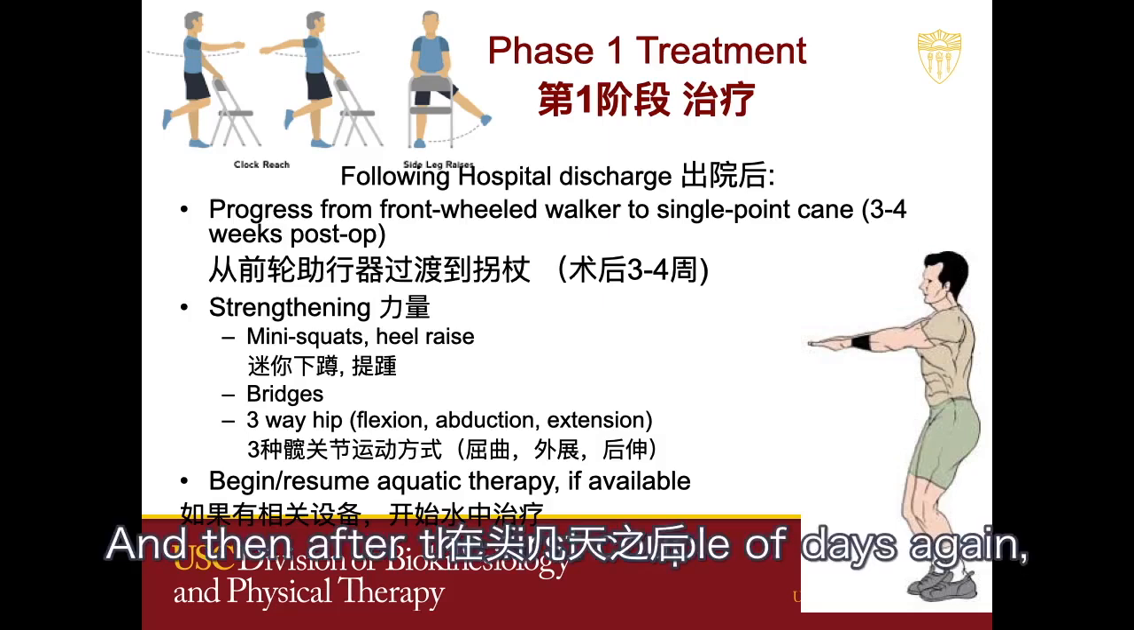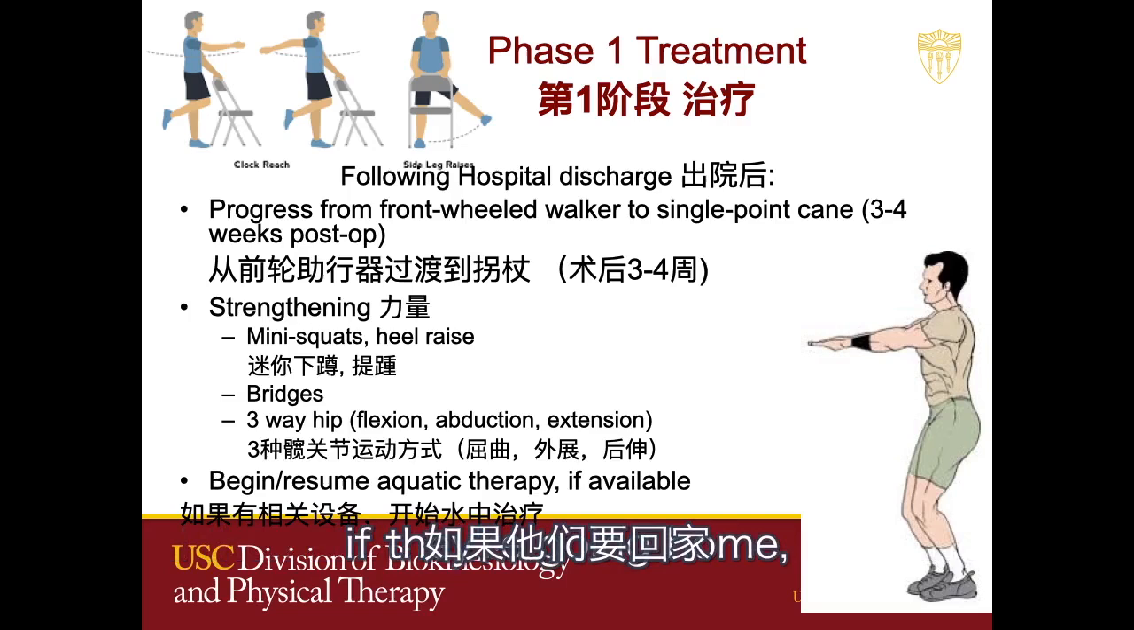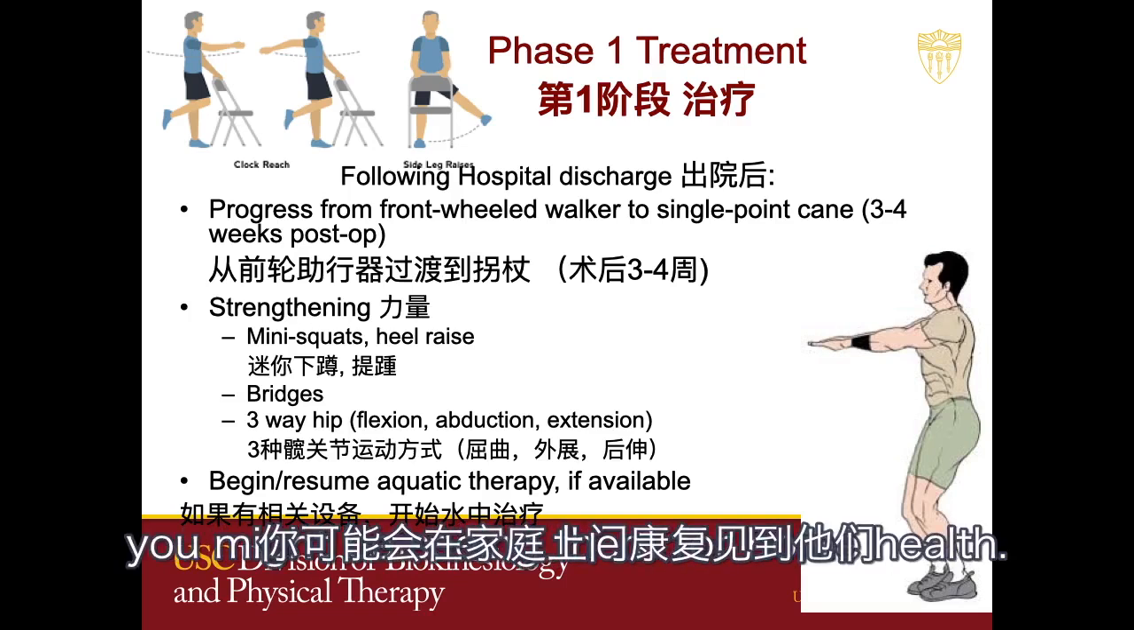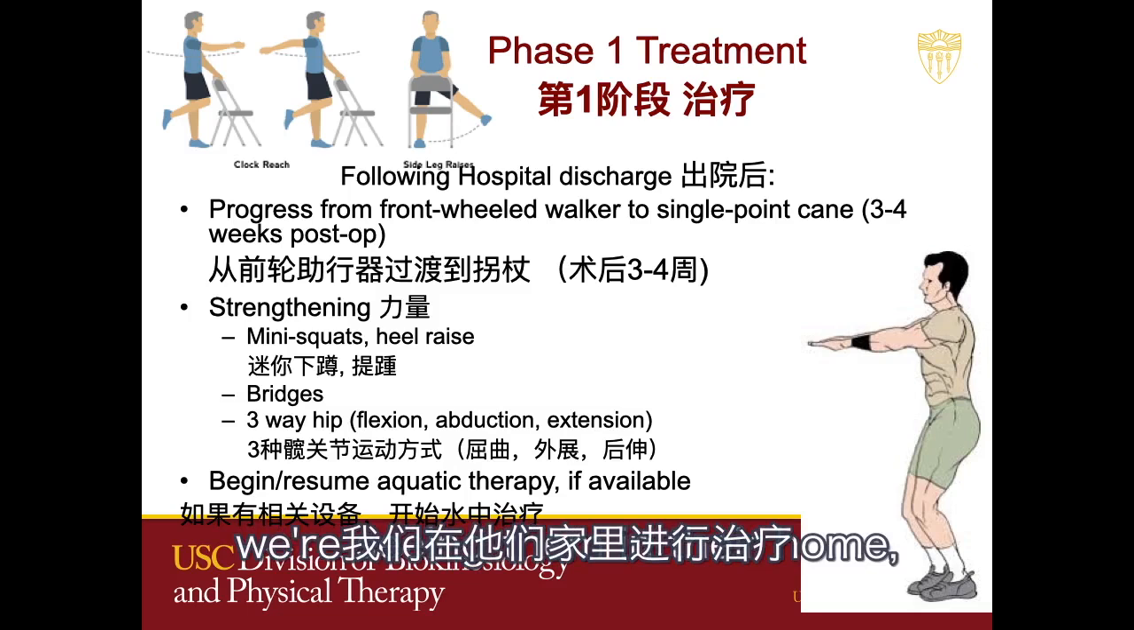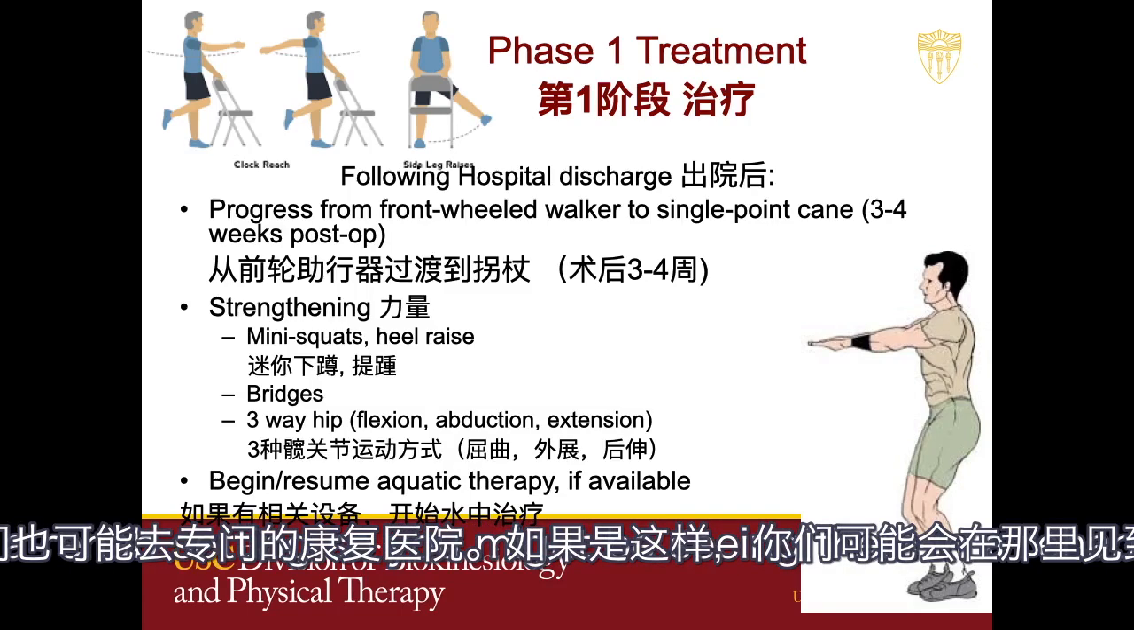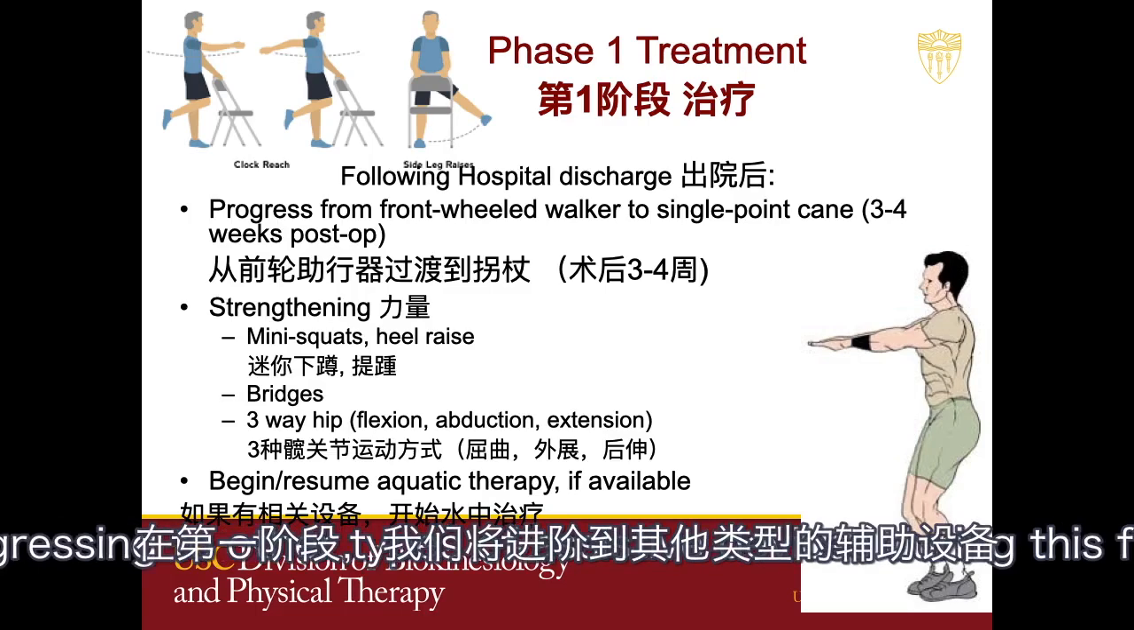And then after the first couple of days, again, if they're going home, you might be seeing them for home health. That's very common in the US. The first week, we're seeing them in their home, but they might also be in a rehab setting. So you might be seeing them in a rehab setting. And if that's true, we're progressing to other types of assistive devices during this first phase.